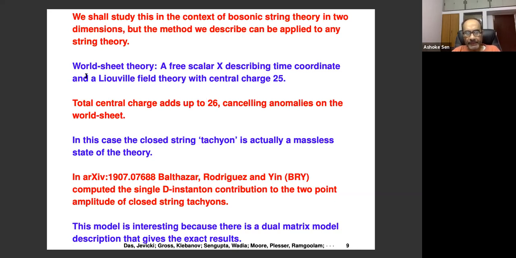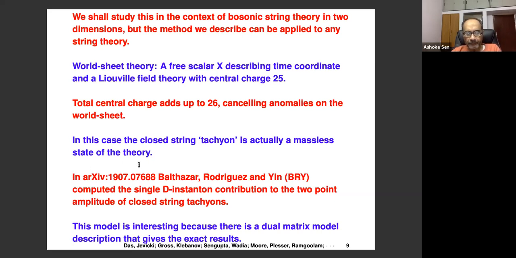One advantage of this theory is that the closed string tachyon is actually a massless state of the theory. So even though we'll refer to this as a closed string tachyon, it's actually a massless state of the theory. And so the theory at least is perturbatively consistent. You can calculate amplitudes to any order in perturbation theory without running into any problem.